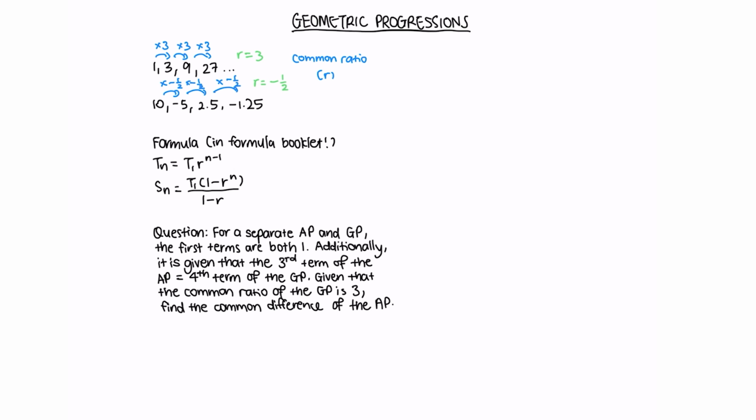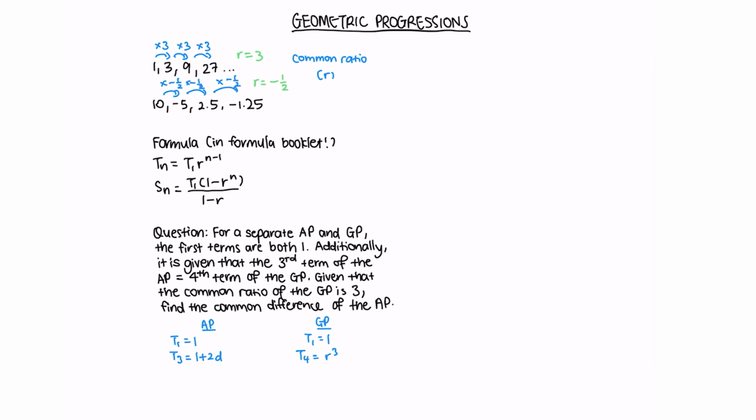Okay, let's try a question. For separate AP and GP, the first terms are both 1. Additionally, it's given that the third term of the AP equals the fourth term of the GP. So let's write down what we know. For the AP, we know that T1 equals 1, and T3 will be T1 plus 2D, which is just 1 plus 2D. For the GP, we know that T1 also equals 1, and T4 will be equal to T1 R cubed, or just R cubed.